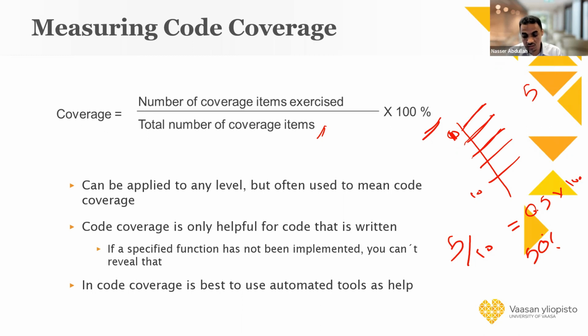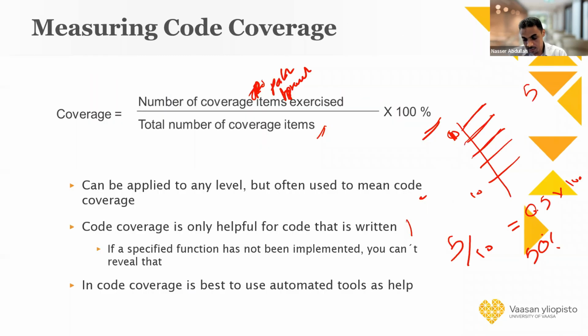It's easy. The same thing applies to branch coverage. If we talk about the branch, or path, or another, we have branch coverage, decision coverage, statement coverage. The same formula can be applied to all of them. The coverage can also be done at any level. The coverage is only helpful for code that is written. Of course, you have to have the code. If the specified function has not been implemented, you cannot.